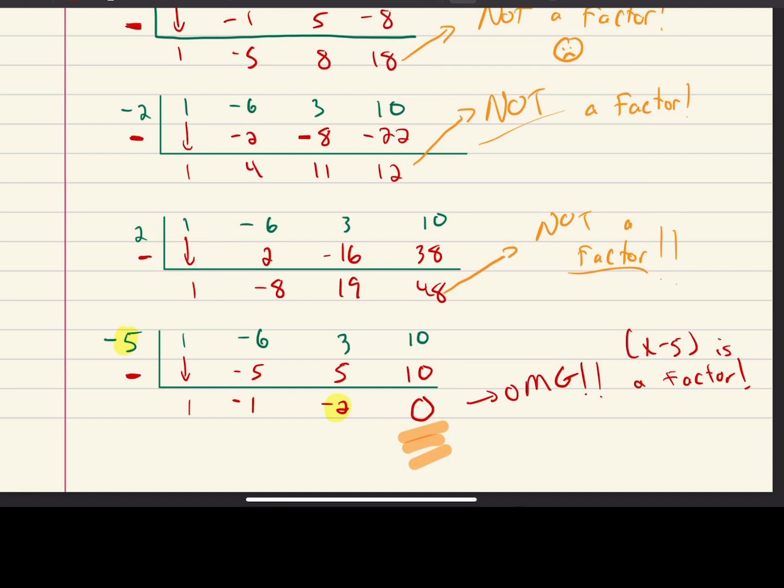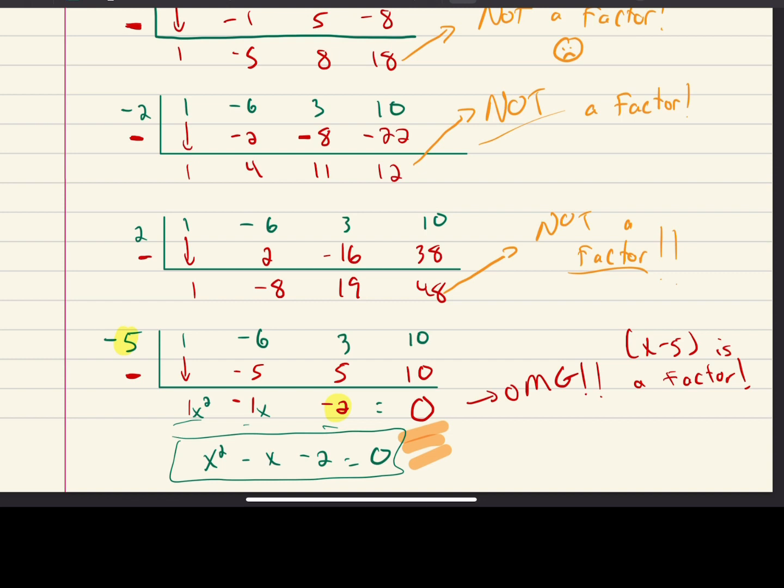Okay, so we finally got a remainder of 0. It only took like 5 calculations, but we figured out that x minus 5 is a factor. So remember from before that these values here give us the quotient, and I'm going to drop that by 1 whole degree. So I got x squared minus 1x minus 2, and that equals 0. Now this is really important because with this equation here, I can actually find the other 2 factors, because I could just factor this like a quadratic.